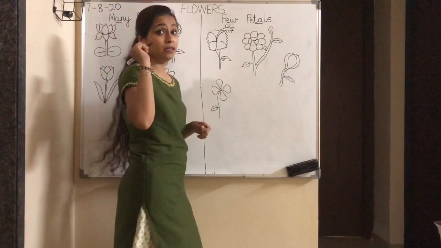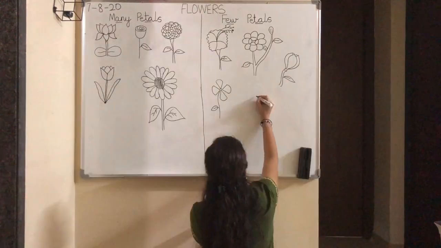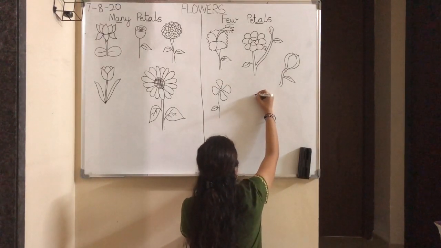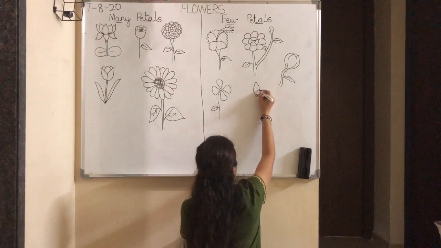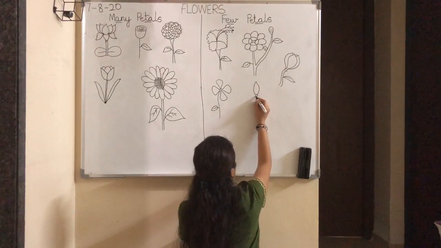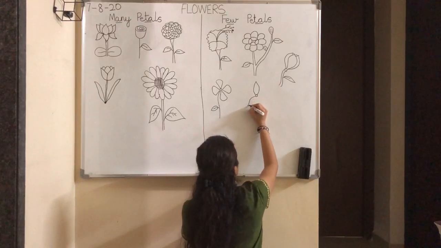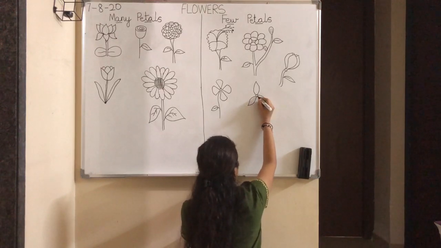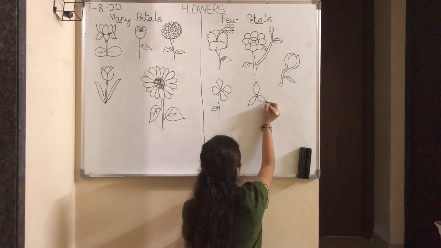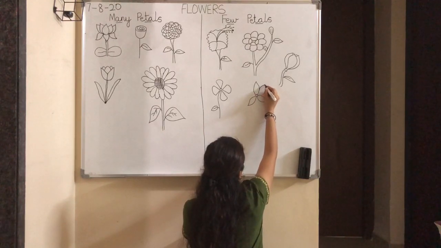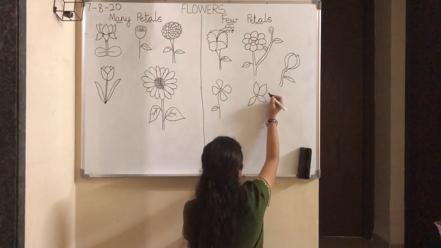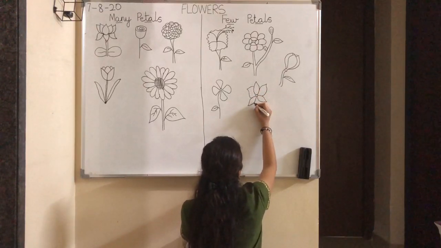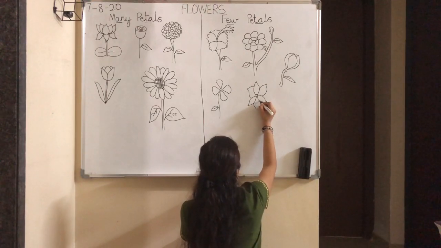Now let's draw the center of the lily first. Draw a small circle. Then on the top, you draw one petal like this. Then here down, you draw one petal like this. And then over here, you draw one petal like this. Next, you have to draw one petal like this. And one petal like this. And one petal like this.